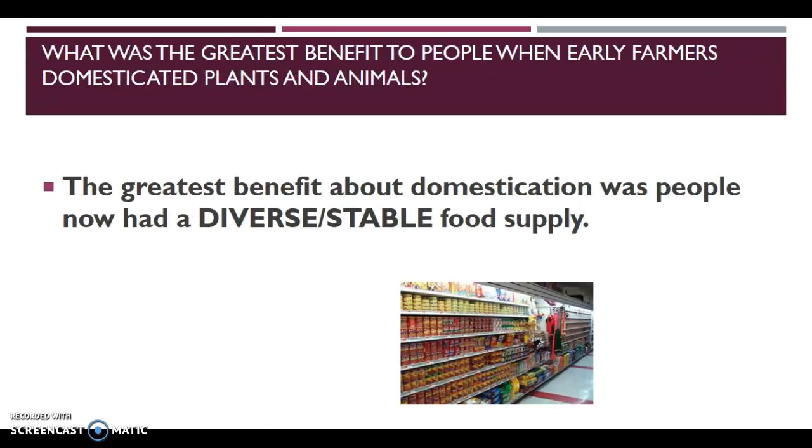What was the greatest benefit to people when early farmers domesticated plants and animals? The greatest benefit about domestication was that people now had a diverse, stable food supply.